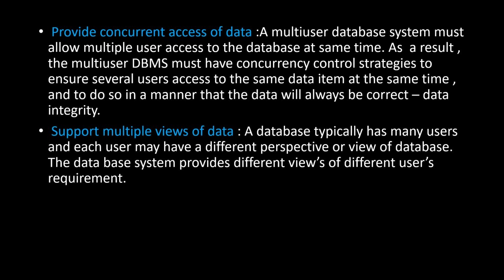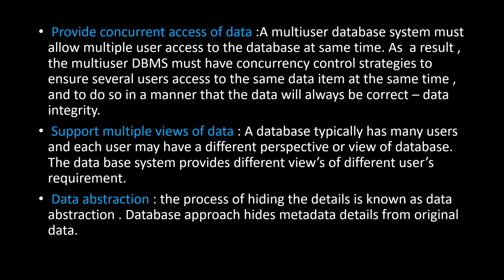The fourth one is support for multiple views of data. A database typically has many users. So each user may have a different perspective or view of the database. The database system provides different views for different users' requirements. So here the database is provided based on the viewer's perspective and their requirement. The last one is data abstraction. Data abstraction is the process of hiding details. In the database approach, it hides metadata details from the original data.